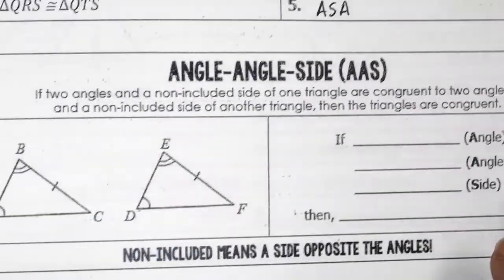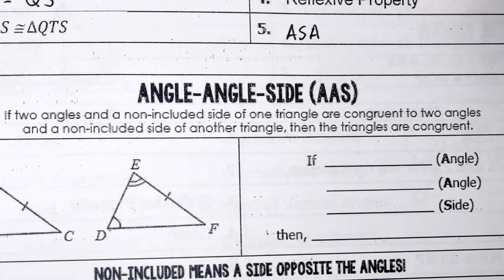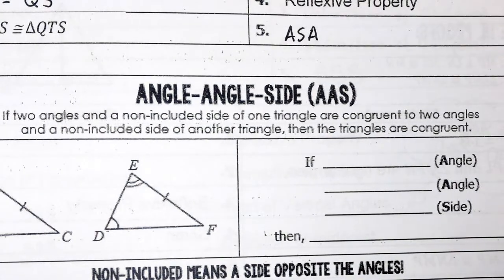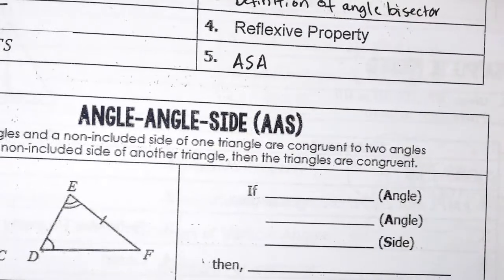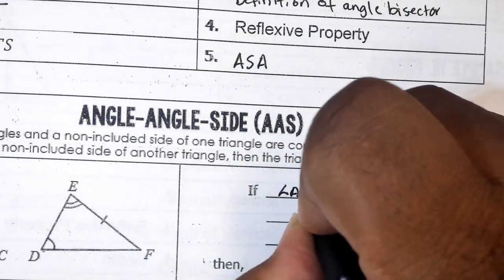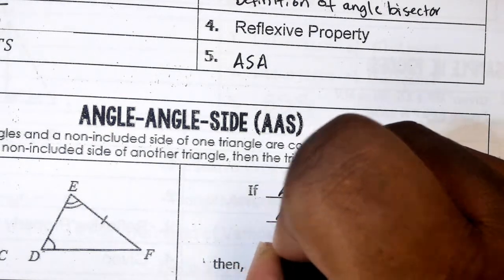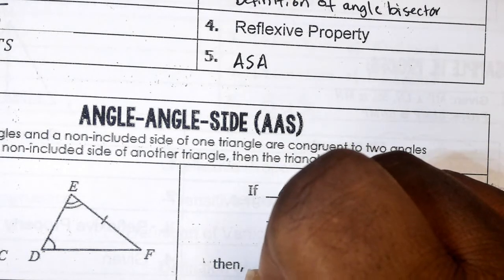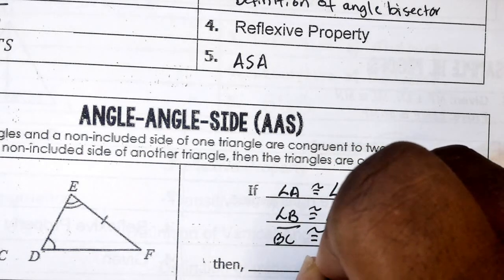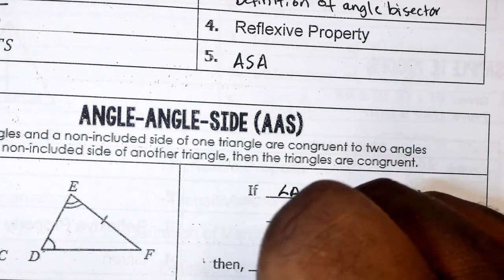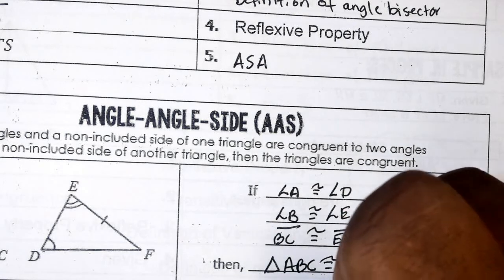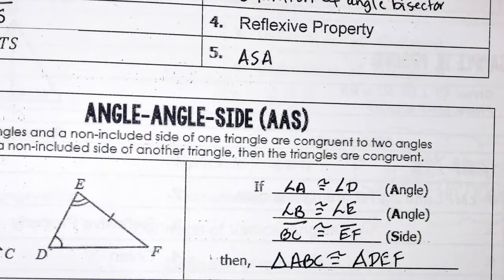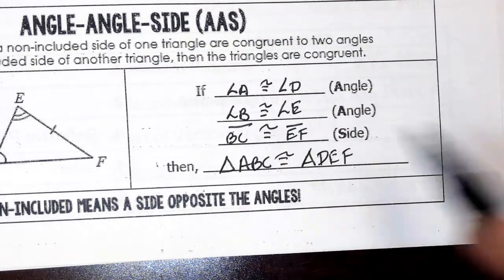Next one, angle angle side. It says if two angles and the non-included side of one triangle are congruent to two angles and the non-included side of another triangle, then the triangles are congruent. Yeah. Angle angle side. While we're doing this, taking this information off the triangles, writing it over here like I've been doing. So angle A is congruent to angle D. Then angle B is congruent to angle E. And then side BC is congruent to side EF. Then you have triangles congruent. Triangle ABC is congruent to triangle DEF. All I did was take the information from the left, put it on the right.